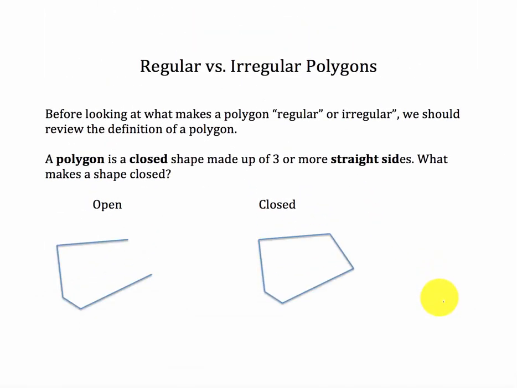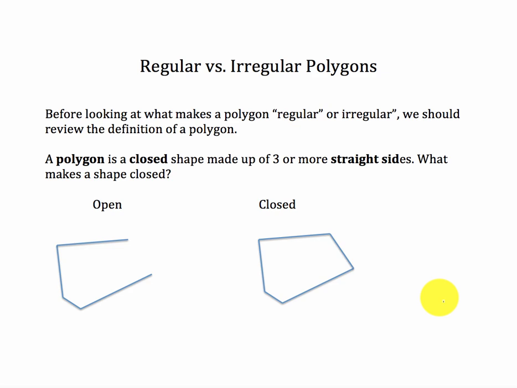Okay, today we're going to be looking at regular versus irregular polygons. Before looking at what makes a polygon regular or irregular, we should review the definition of a polygon. A polygon is a closed shape made up of three or more straight sides.